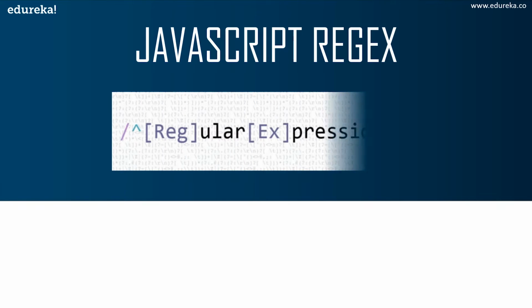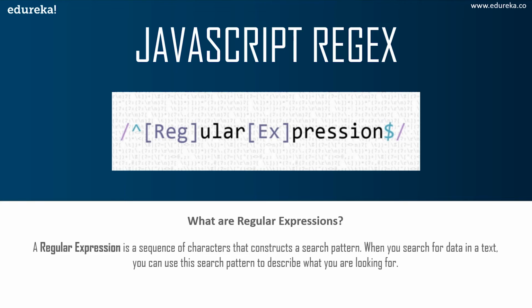So what are regular expressions? Basically, a regular expression is a sequence of characters that constructs a search pattern. Whenever you search for any data in a text, you can use this search pattern to describe what exactly you are looking for. Talking about JavaScript regex, it is basically an object that describes a pattern of characters. The JavaScript RegExp class represents regular expressions, and both strings and RegExp define methods. These use regular expressions to perform pattern matching and search-and-replace functions on text.